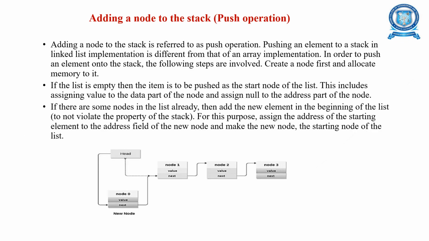Adding a node to a stack is referred to as a push operation, that is creating a node first and allocating the memory to it. If the list is empty, then the item will be pushed to the start node of the list. If there are some nodes in the list already, then add the new element at the beginning of the list. Likewise, assign the address of the starting element to the address field of the new node and make the new node the starting node of the list.